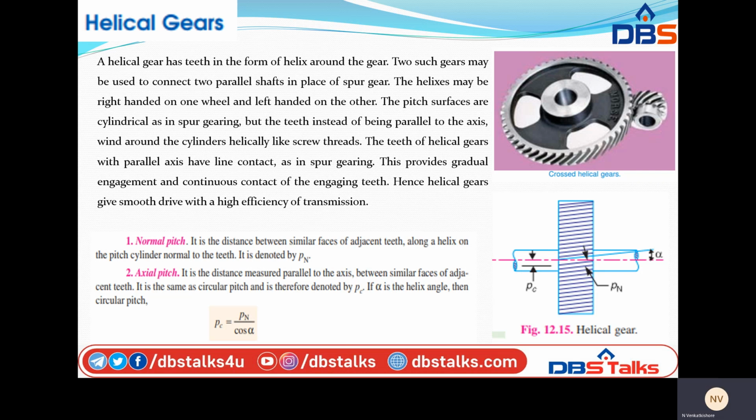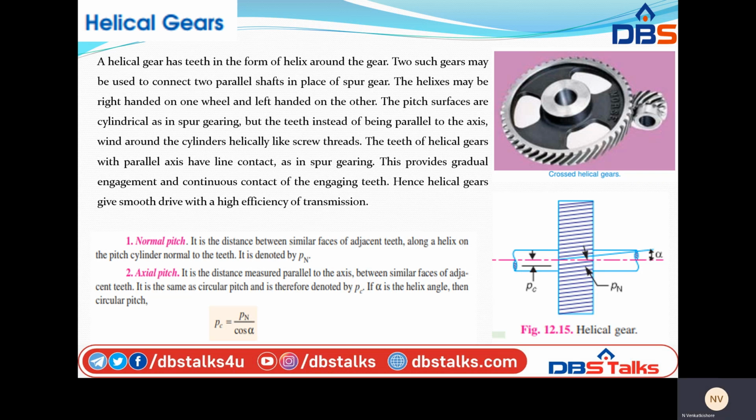The helix may be right-handed on one wheel and left-handed on the other wheel. The pitch surfaces are cylindrical as in spur gearing, but the teeth, which in spur gears are parallel to the axis, wind around the cylinder helically like a screw thread.